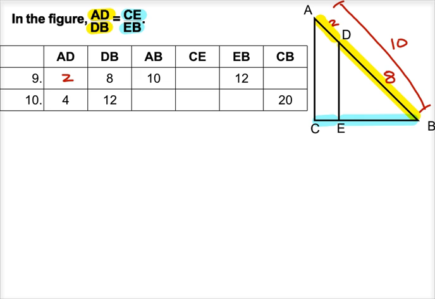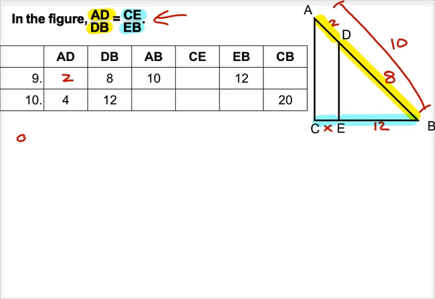They give me CE, I don't know. EB is 12. Right. So let's try to set up a proportion to figure out our missing part, CE. And I don't know what CE is, so I'm going to call it X. So now I'm going to look up here at my original proportion and fill in the pieces I know.